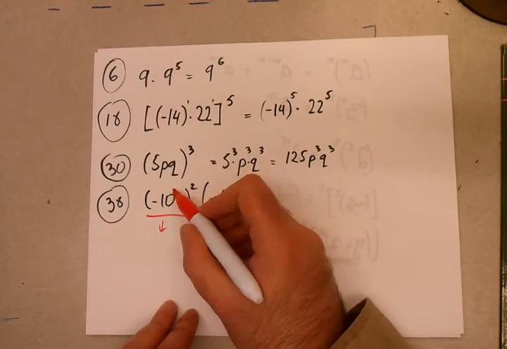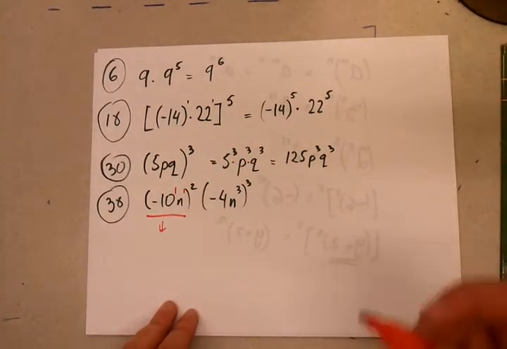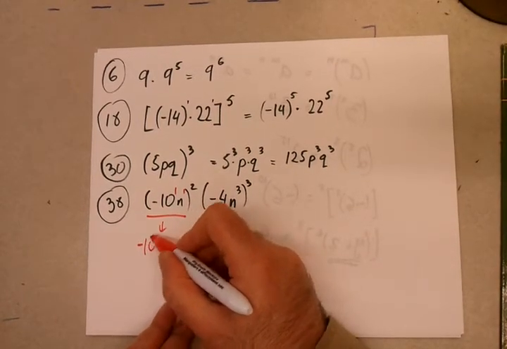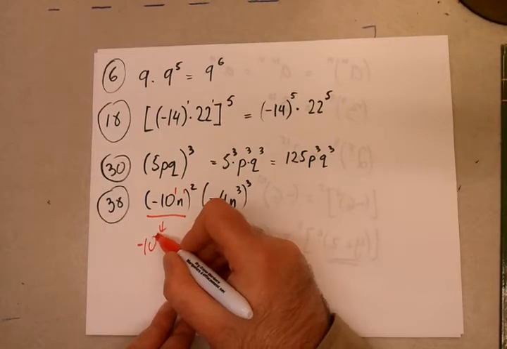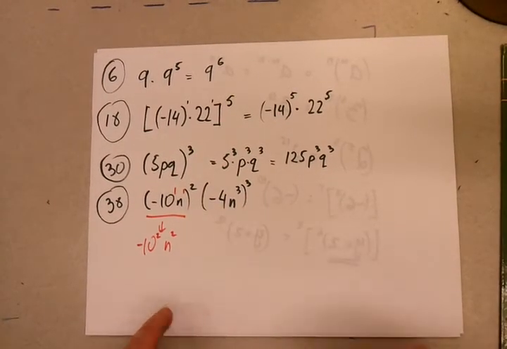The negative 10 is a power of 1, and the n is a power of 1. They're hidden. So one time the base remains the same. 1 times 2, that's 2, and 1 times 2, that's 2. So down here we have that.